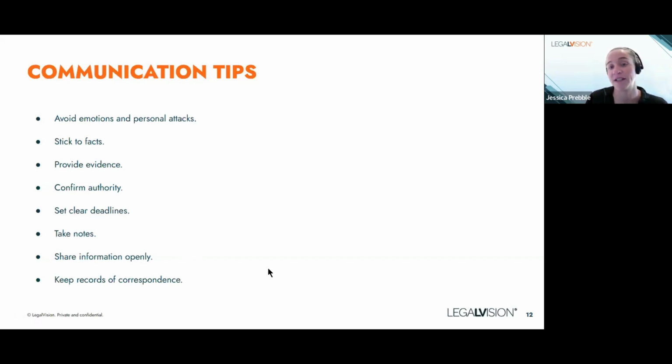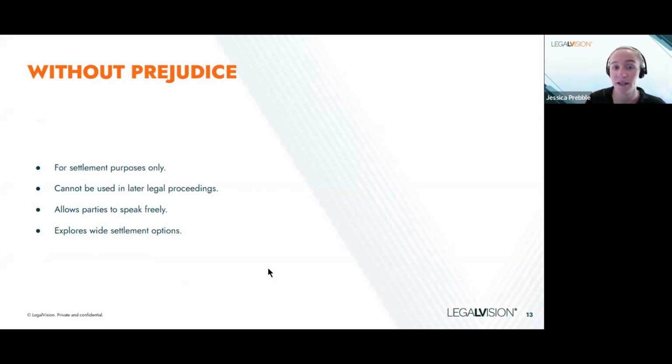Now, most of the audience today would have heard the term without prejudice, especially if you've been involved in a business dispute before. It is important to note that communications or discussions which are marked without prejudice are for the purposes of settlement only and typically cannot be used later in legal proceedings if the matter ends up in court. So basically, it allows parties to speak freely and explore a wide range of settlement options.